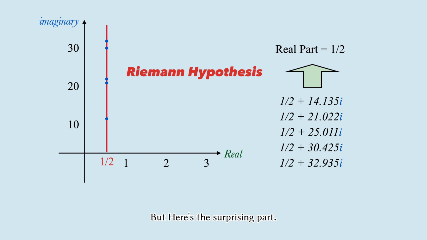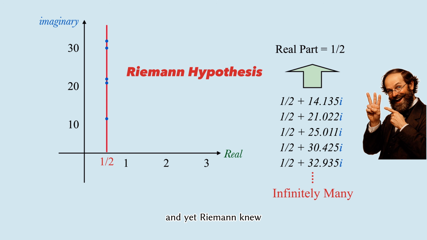But here's the surprising part. In fact, there are infinitely many of these numbers. And yet, Riemann knew only a few, 3 to 6. And still, he made this claim.